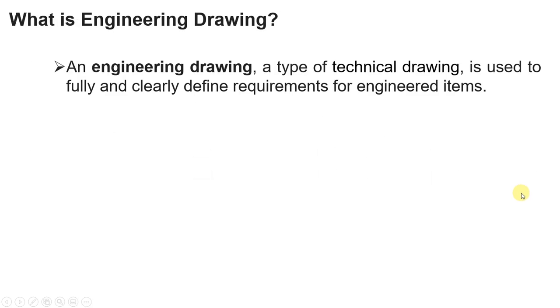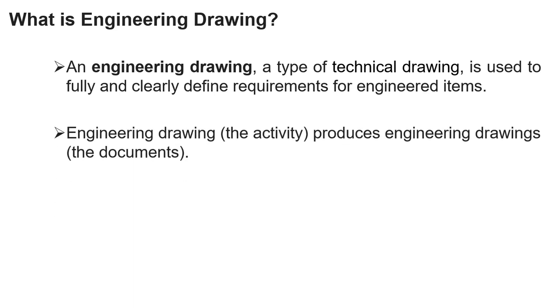What is engineering drawing? An engineering drawing, a type of technical drawing, is used to fully and clearly define the requirements of engineering items. It means a design engineer creates a drawing for the manufacturing process, so the shop floor engineer will read the document.